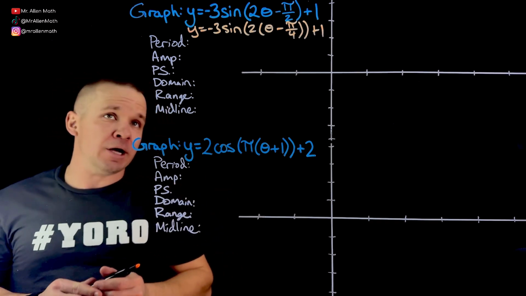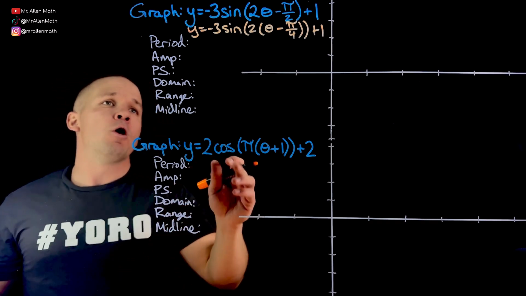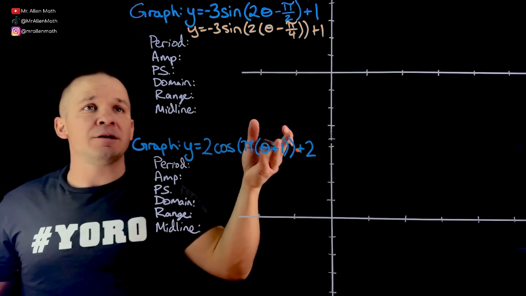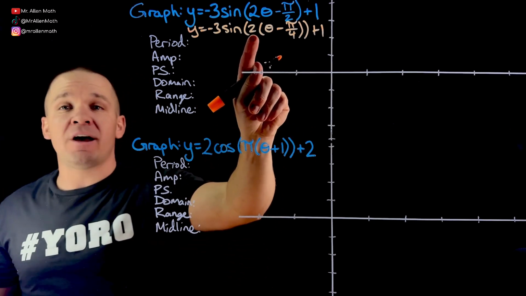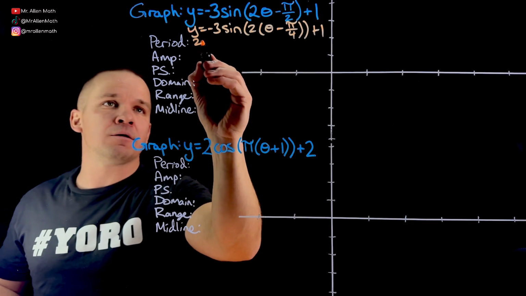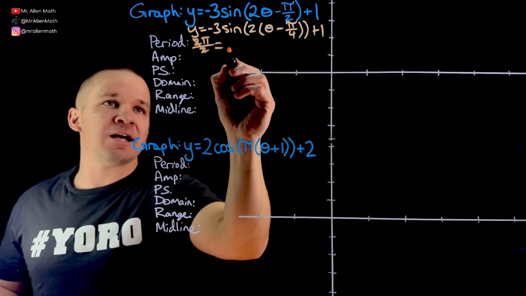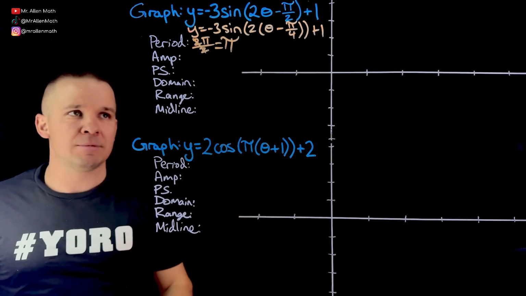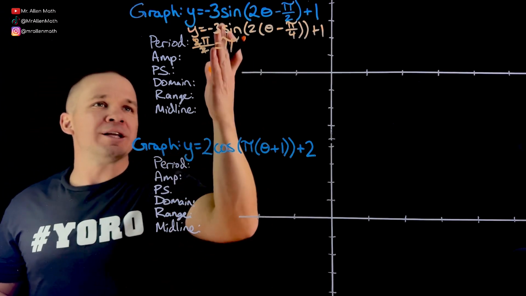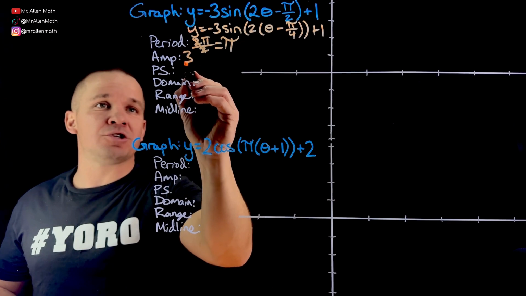All right, now, period of this thing, period of this function. Well, our period is 2 pi divided by b. b is my value right there. So I'm going to take 2 pi divided by b, which is 2. Those cancel, and I'm left with pi for my period. How about my amplitude? Well, that's going to be 3 out there. It's not -3, it's just 3.